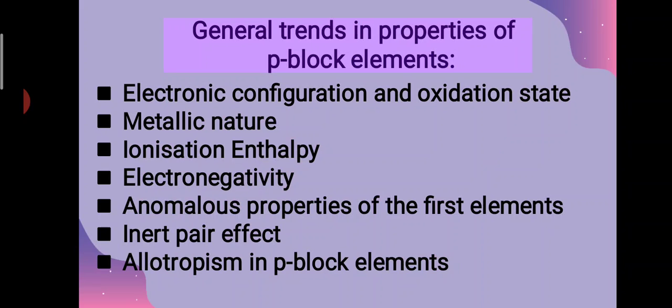Next is electronegativity we saw. What is electronegativity? The tendency to attract the shared pair of electrons. What happens to the electronegativity? It also decreases down the group as the atomic radius increases.